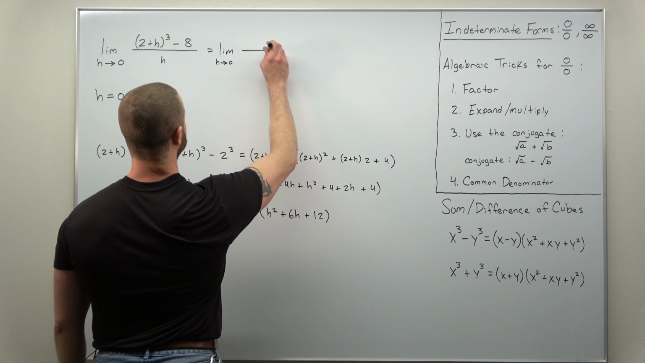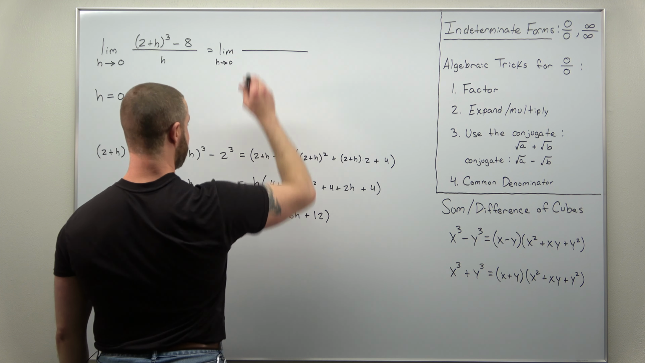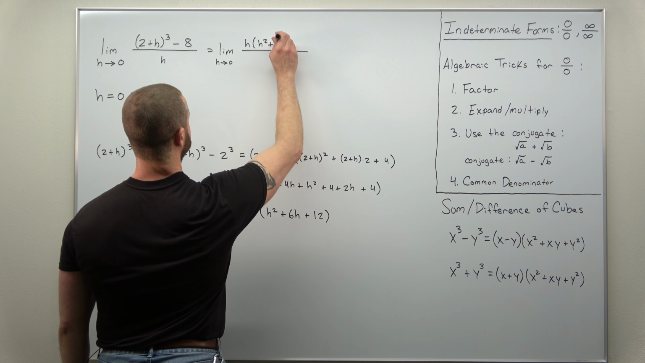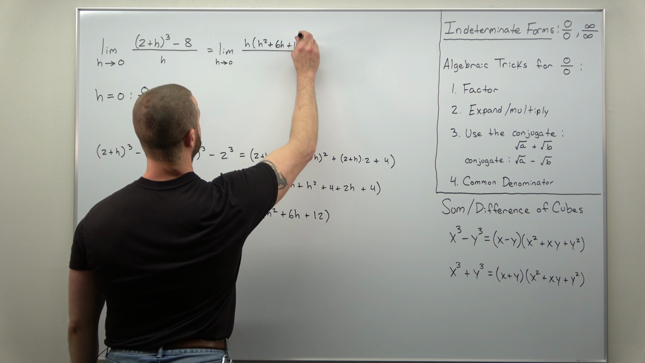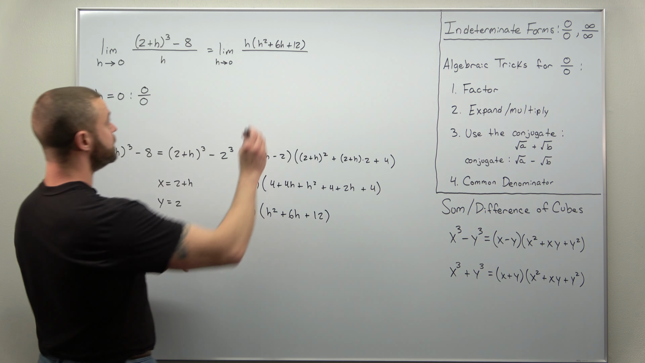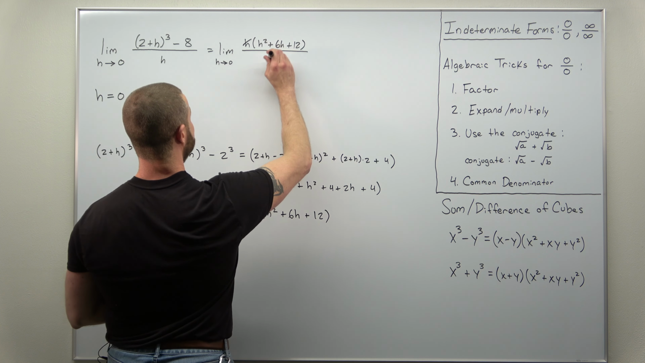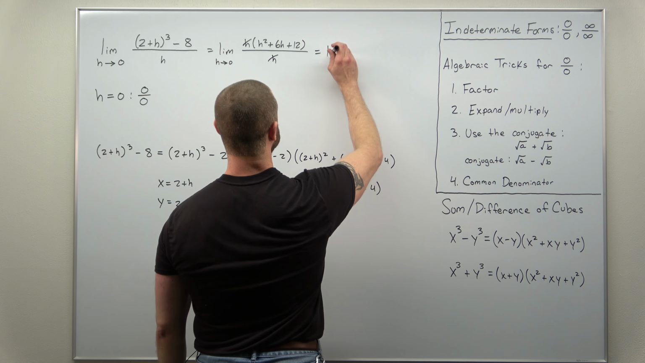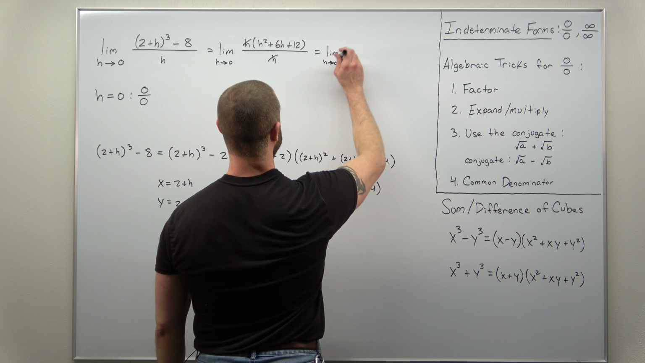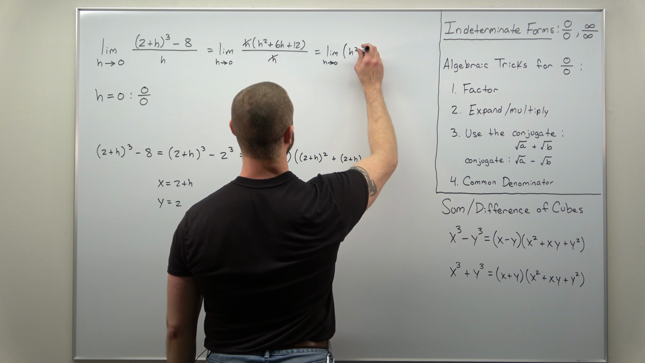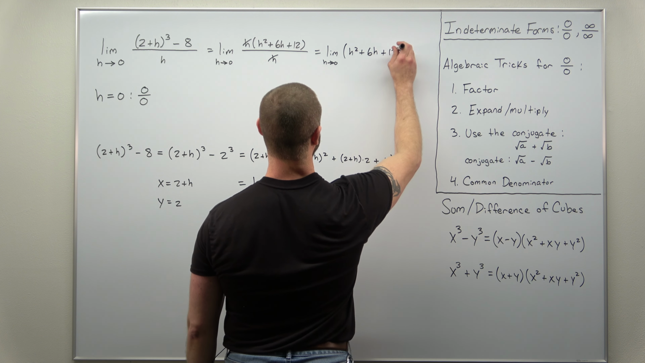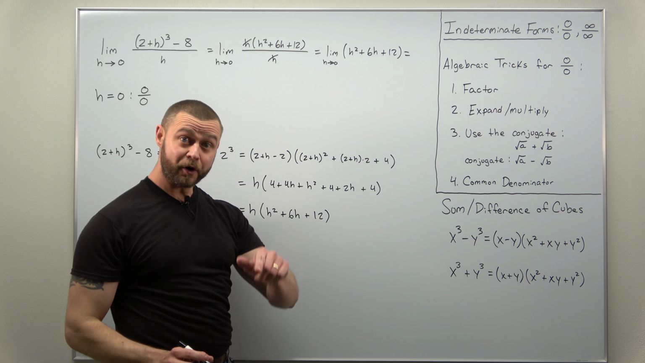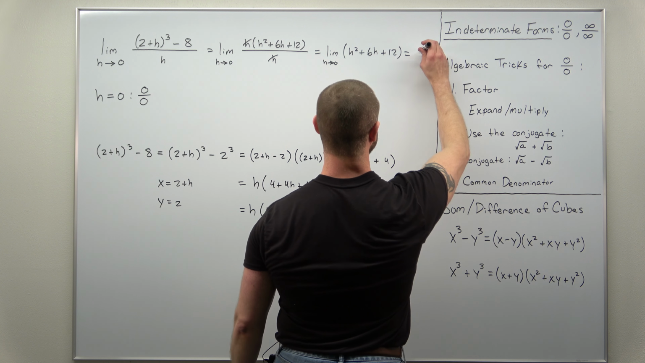The limit as h approaches 0, and we have the numerator now as h times (h squared plus 6h plus 12), and that's over h. Again, you can cancel those factors of h out, and we're left with, same as before, the limit as h approaches 0 of h squared plus 6h plus 12. And same as before, plug in h as 0 here since there's no indeterminate form, and you'll get your limit as 12.